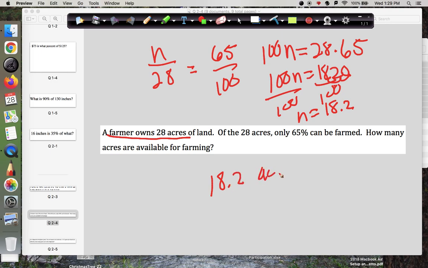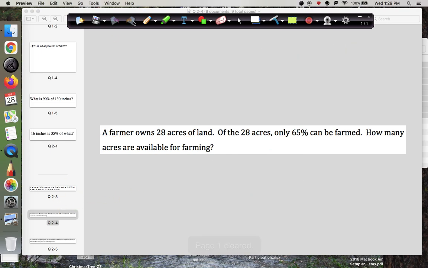So 18.2 acres can be farmed. And that seems like 65%, over half, but quite a bit over half. 18.2. All right, and then one more, and then we're going to go back and find those other 2 problems.